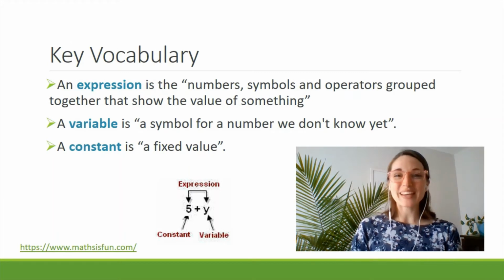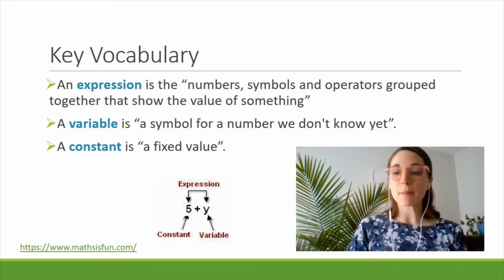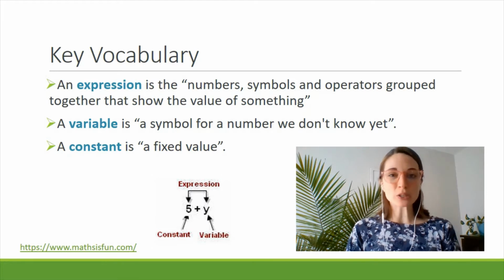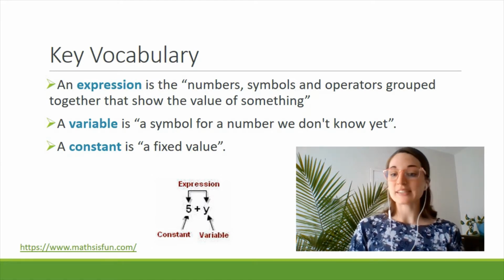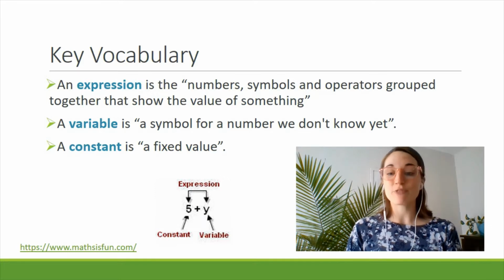Today we have three key vocabulary words. The first one is an expression, which is the numbers, symbols, and operators grouped together that show the value of something. And there are two parts to an expression that I want to highlight. A variable is a symbol for a number that we don't know yet, and it's usually shown as a letter. A constant is a fixed value in the expression, and these numbers don't change.